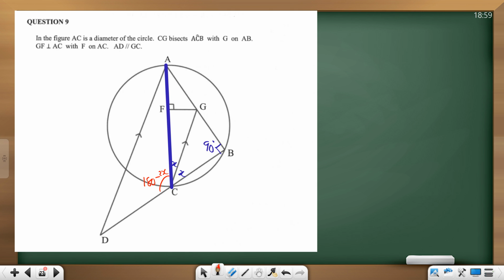Those of you at home as well. C equals to 2x. Test me out. What do you mean C equals to 2x? You mean 180 minus 2x? Okay, this C is 2x, x plus x, 2x, okay? What else?